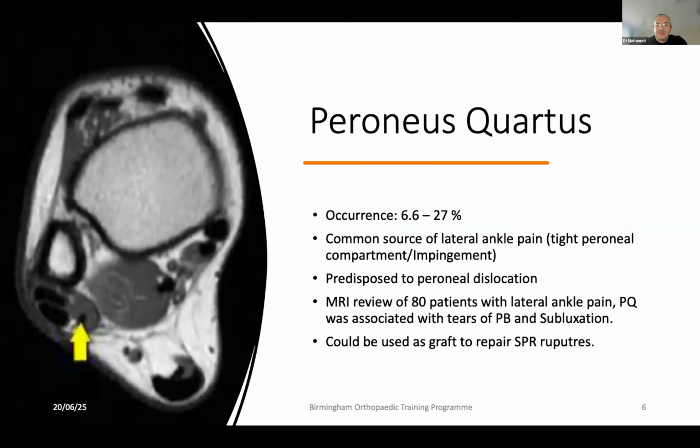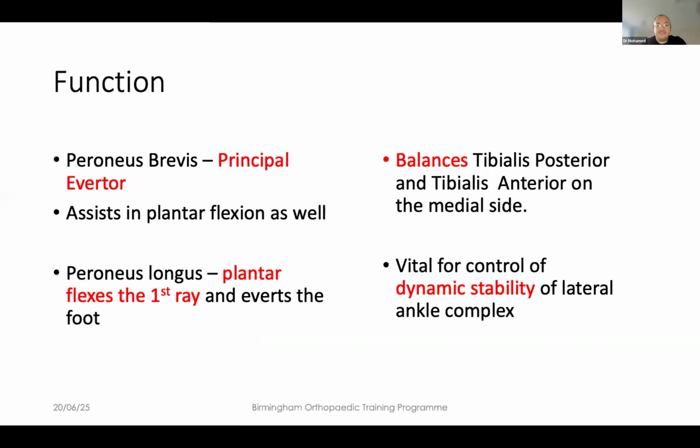So it's not uncommon. About 27% of the population will have a peroneus quartus. Again, it's one of the causes of lateral ankle pain. It leads to peroneal dislocation because of the tightness of the peroneal compartment. When they examined MRI scans of 80 patients with lateral ankle pain and problems, they always found the peroneus quartus adherent to the peroneus brevis, with subluxation. The good side of it is that we sometimes use it as a graft to repair the superior peroneal retinaculum.